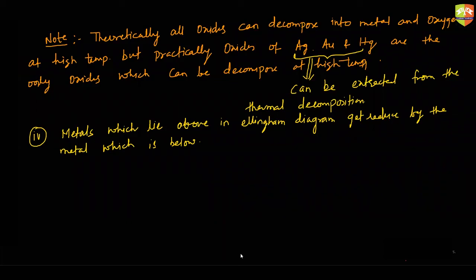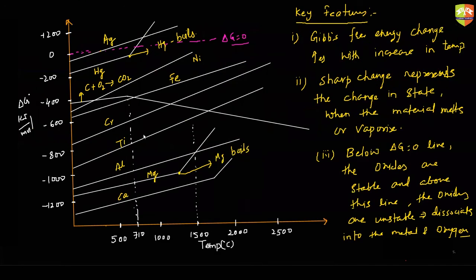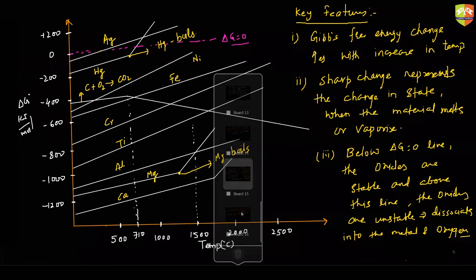So when you see the Ellingham diagram, we can say chromium gets reduced by titanium. Titanium gets reduced by aluminium, like this. Aluminium gets reduced by magnesium below 1500 degrees Celsius. So that's how it works.